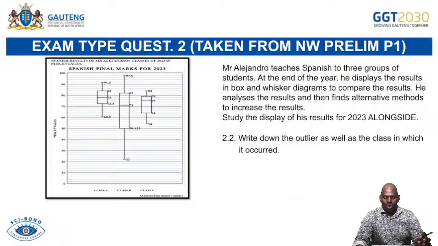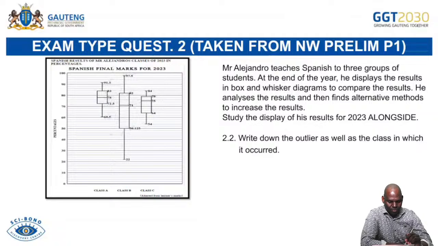Right. Then 2.2, write down the outlier as well as the class in which it occurred, the outlier. Now, if you look at this picture, the diagram that is given there, you've got different percentages that are indicated. You've got 60,5, you've got 72,5, you've got 78, you've got 64, you've got 91.5, you've got 97.5, you've got 82, you've got 71, this is 50, I think it's 50,125, and then you've got 22, we've got 54, we've got 64, we've got 75, we've got 79, we've got 84. Okay, so in this case they say write down the outlier.